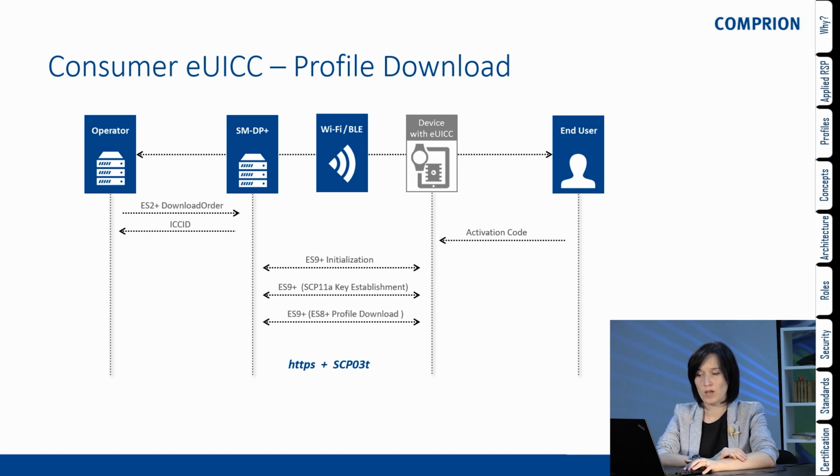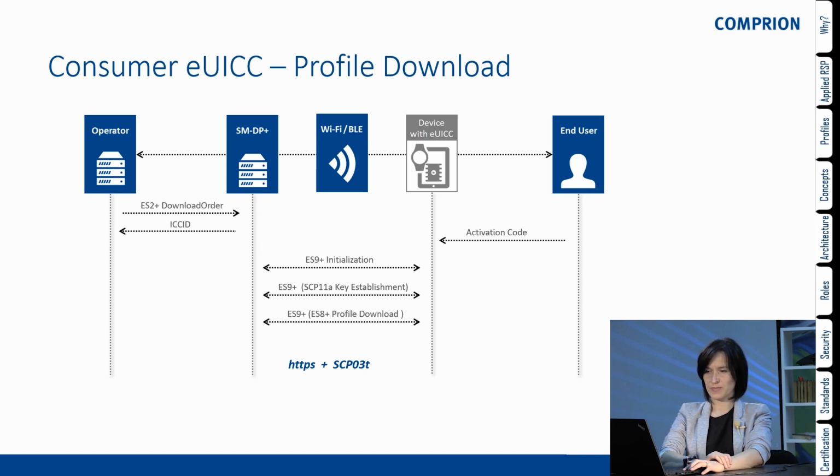Then the next step is the profile download, and basically we have the HTTPS connection. The connection between the device and the SM-DP+ is secured using HTTPS. After the key establishment according to the SCP11a protocol, we have specific cryptographic keys, symmetric keys, and we can use the SCP03t protocol. Here we have only the SCP03t defined by GlobalPlatform. Then the profile can be encrypted and the profile download can be performed.